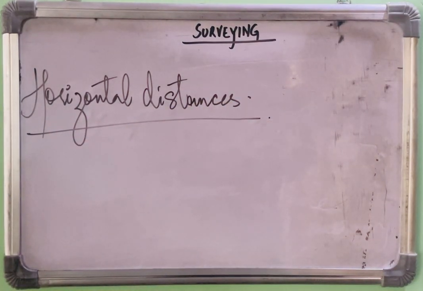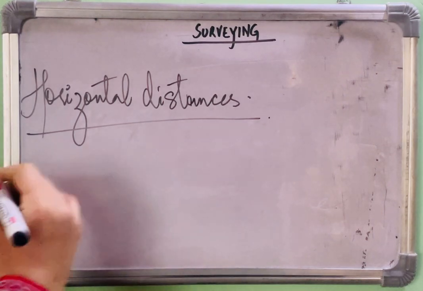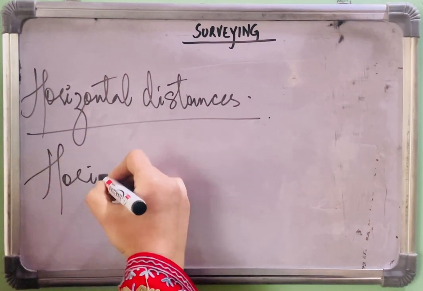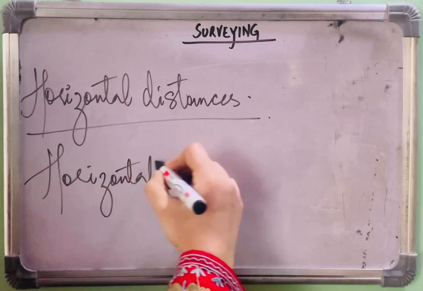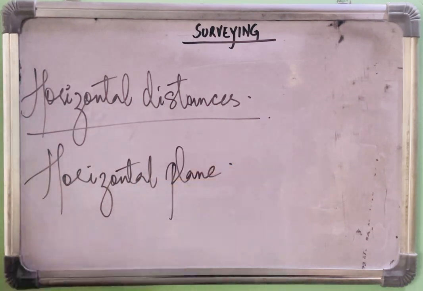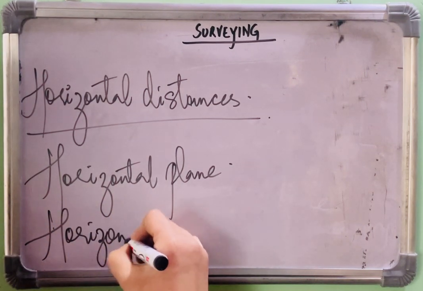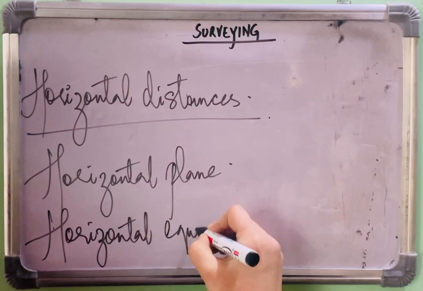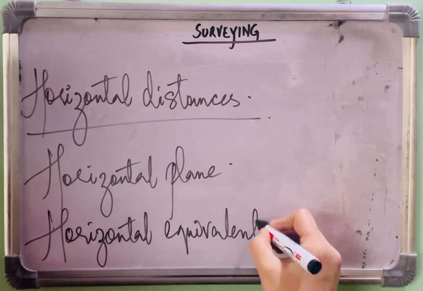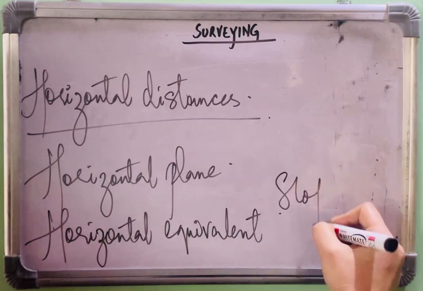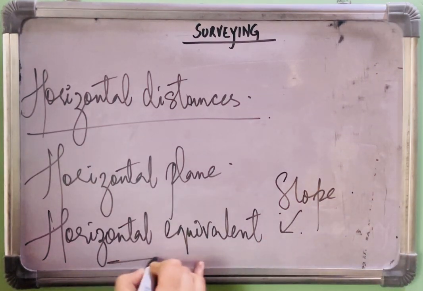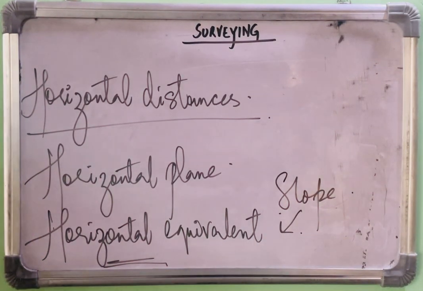A horizontal distance is measured in a horizontal plane. If a distance is measured along a slope, it's always reduced to its horizontal equivalent. This was about horizontal distances.